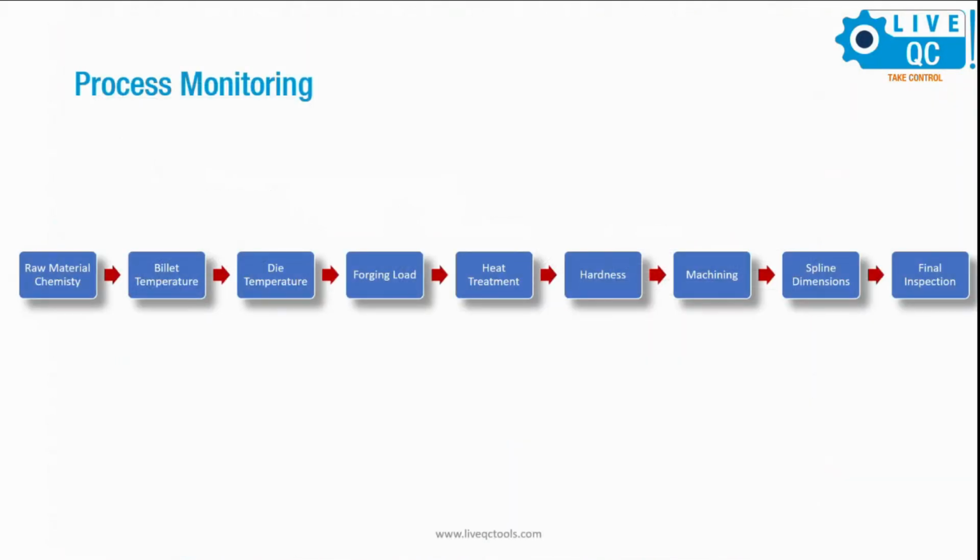So let us say I am monitoring a few processes. I am monitoring the raw material chemistry because 9 out of 10 times it is the raw material which is the culprit. You give an input which is not a desirable characteristic input. You go through however beautiful a process and you want a deterministic output. Are you going to get it? So at every point of time, process monitoring has to be there.